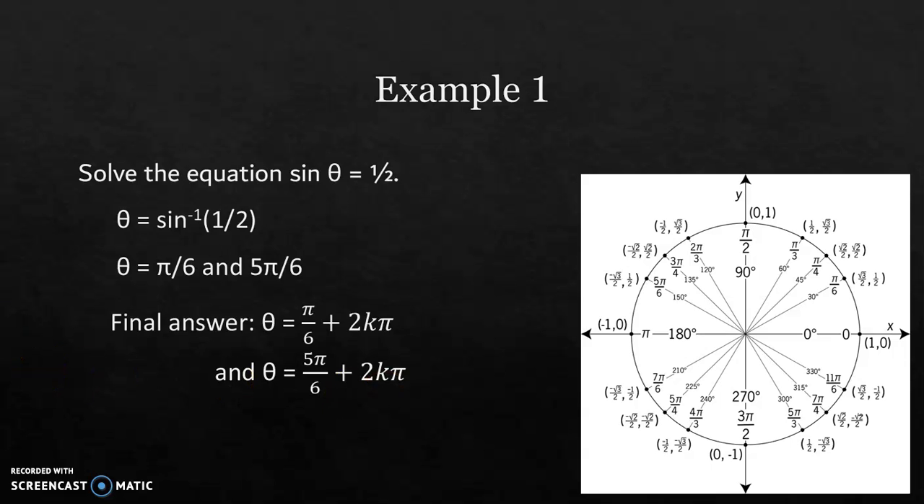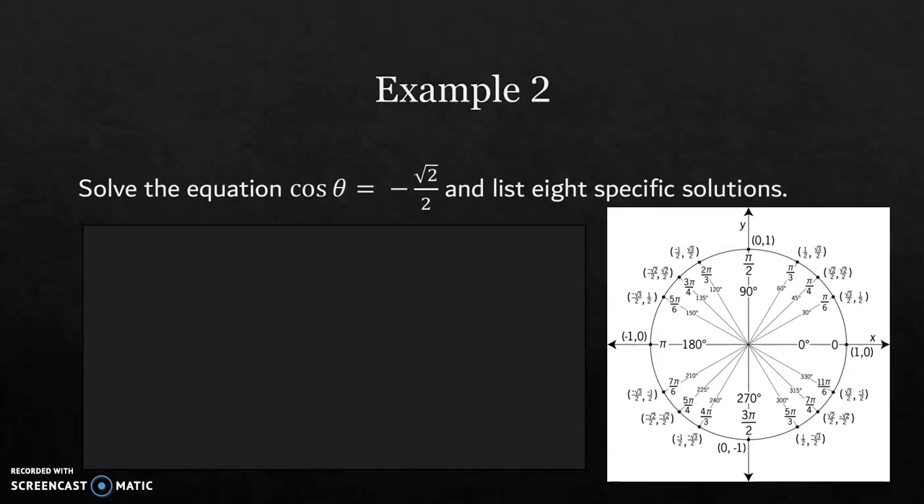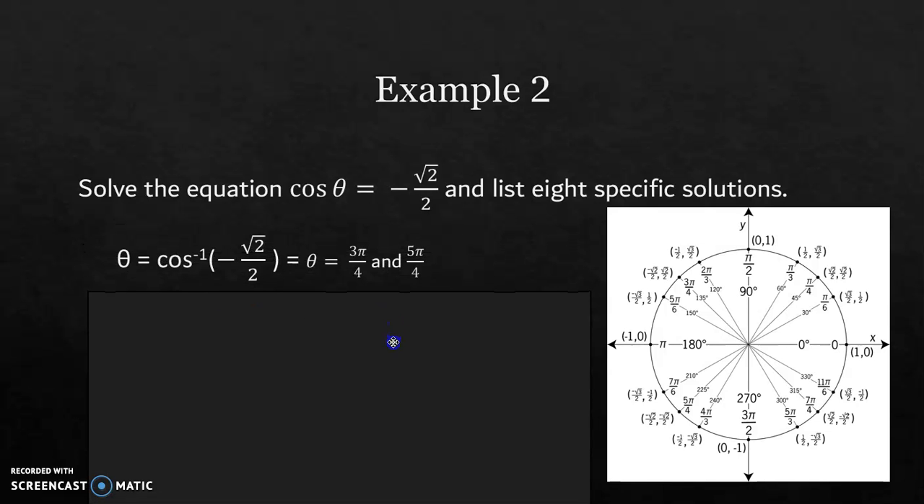So let's take a look at another example of this. In example 2, it says solve the equation cosine theta equals negative square root 2 over 2 and list 8 specific solutions. So you would start out by doing the inverse cosine on both sides.